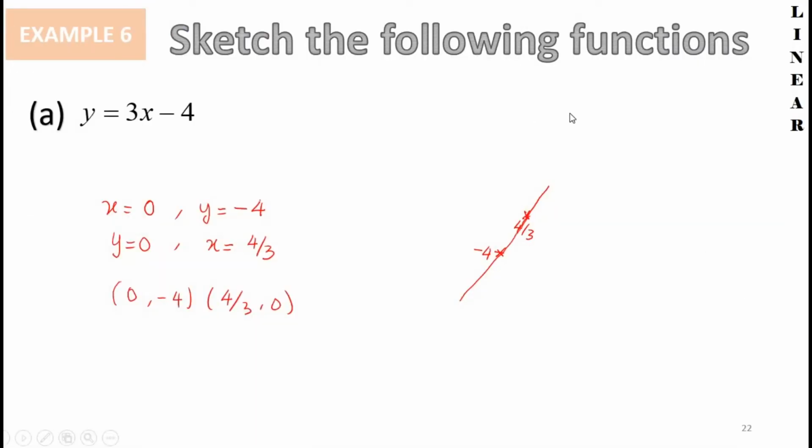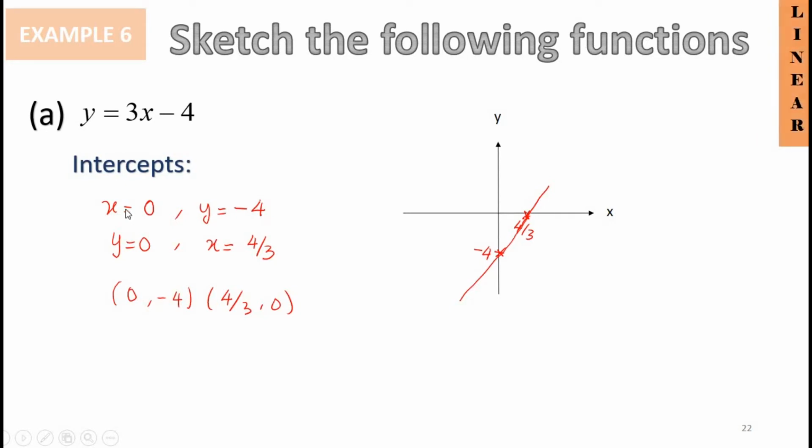Okay, now let's sketch the following functions. Let's say we have y is equal to 3x minus 4. This is a linear function. To sketch this graph, you have to find the intercepts first. To find the intercepts, you just substitute in x is equal to 0, and y is equal to 0.